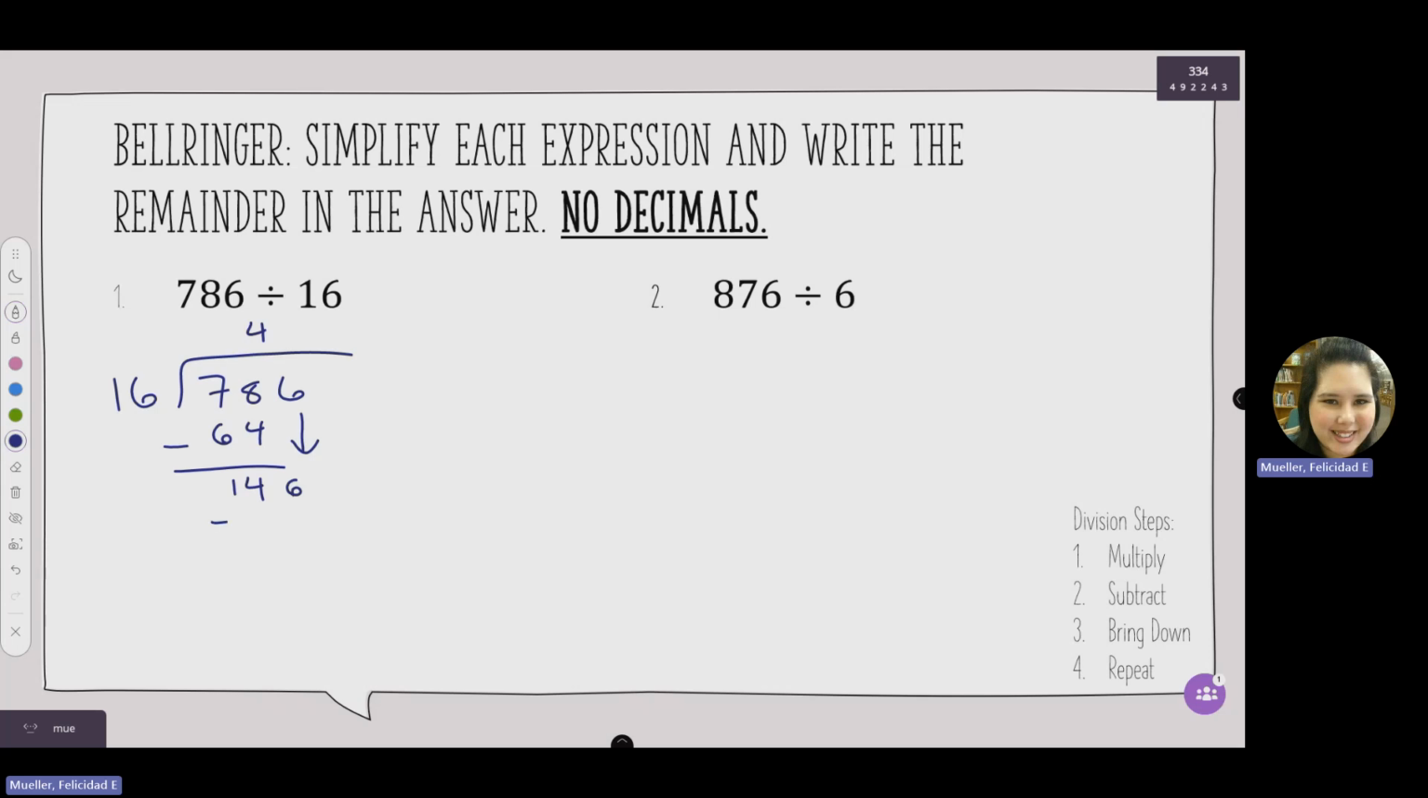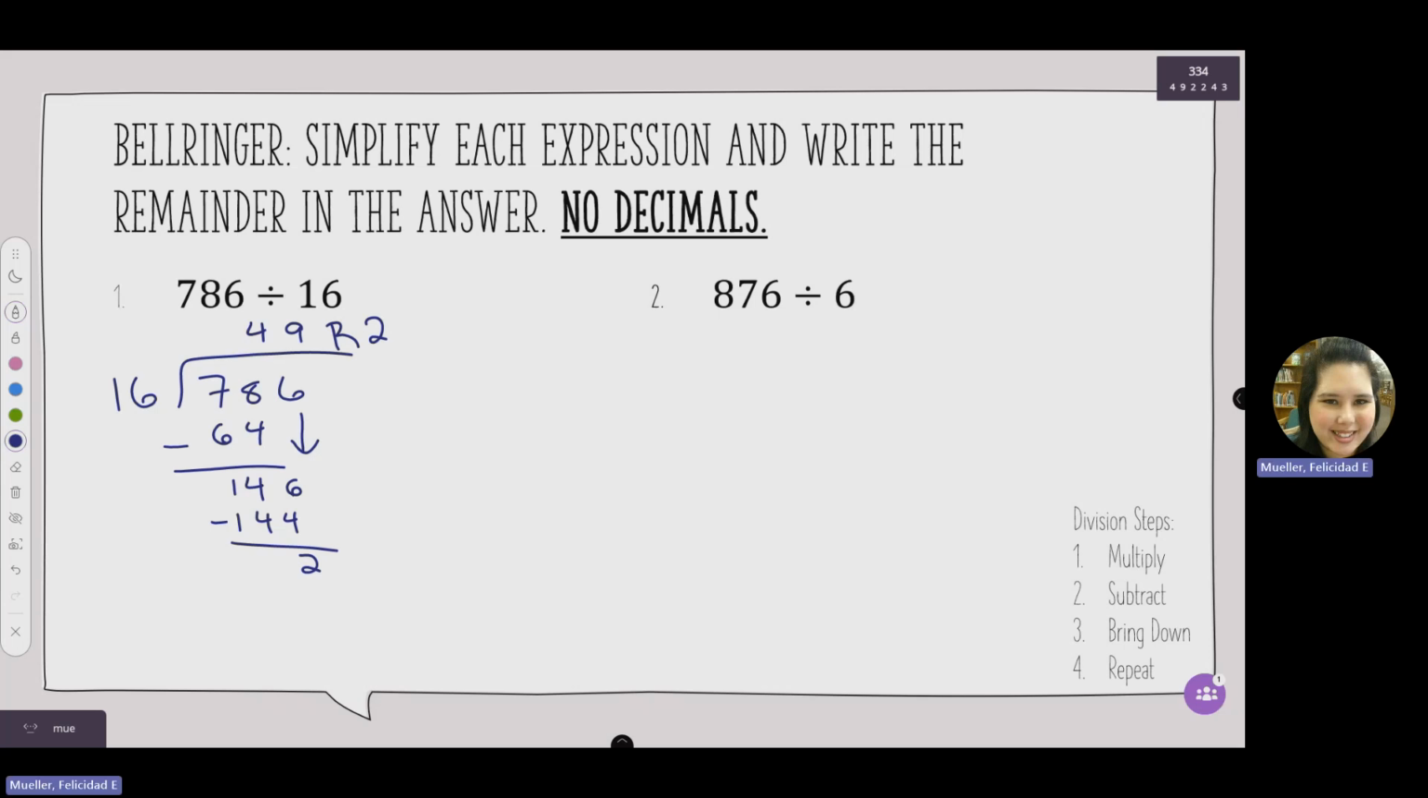Now we're going to say, how many times does 16 go into 146? Well, it goes in 9 times. 9 times 16 is 144. We subtract it, and we have a remainder of 2. One of the things we're going to be looking at is making sure that we're leaving a remainder in our answer instead of using decimals, because we're not going to do that when we're elevating it to Algebra 2 topics. So if you want to pause the video, try number 2, and then we can check your answer.